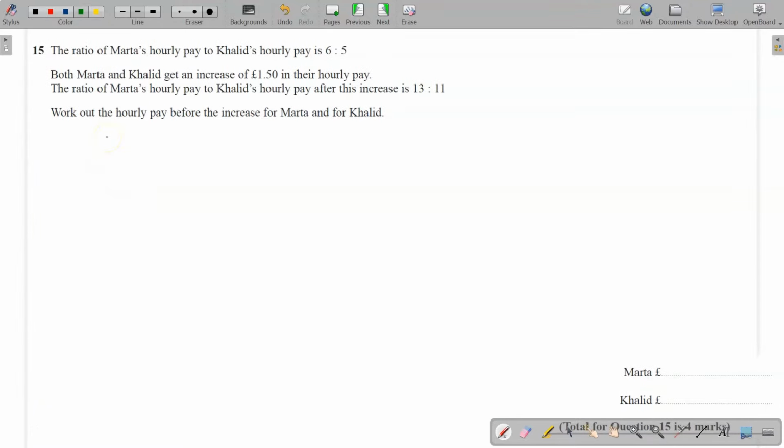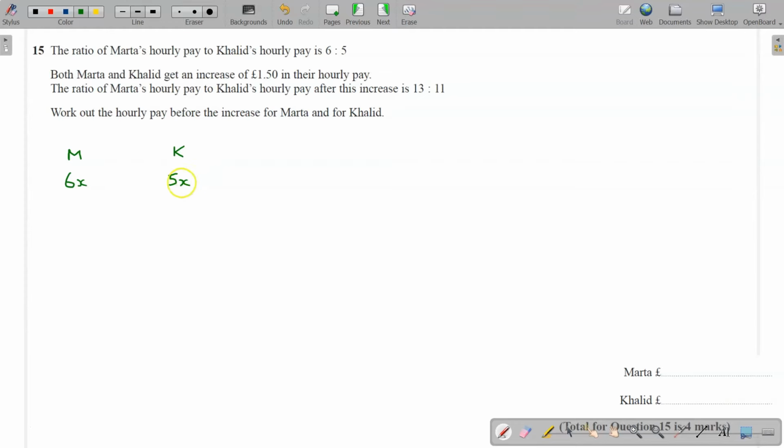Okay, this is a question about hourly pay and the ratio between 2 different people and their hourly pay, and how it changes when they each receive the same increase. So what's happening is they start with these amounts of money. We don't know how much they're actually paid, but we know they're in the ratio 6:5. So we'll say that Marta was paid 6x and Khalid was paid 5x.